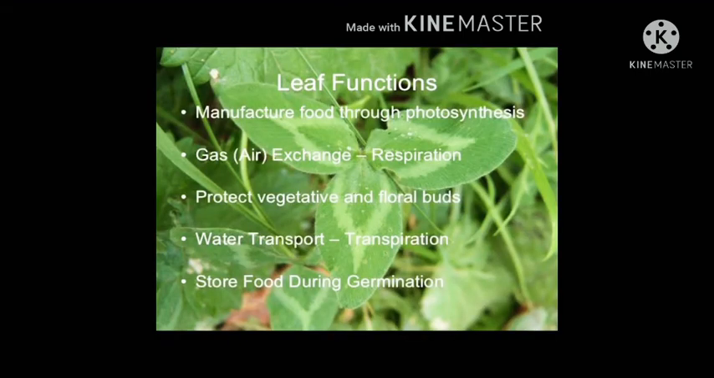Now students, let's study the function of the leaf. Children, we know very well the most important function of a leaf is to manufacture food. The leaf possesses a green pigment called chlorophyll, which helps it use the energy of sunlight to make food from water and carbon dioxide. The process by which carbon dioxide and water combine to produce glucose and oxygen is a chemical reaction called photosynthesis.